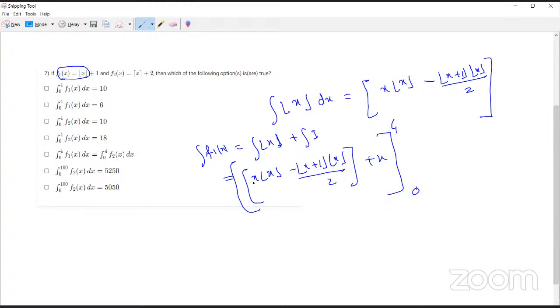Now put 4 here. 4 into what is floor of 4? 4 into 4, 16, right? Minus floor 4 into floor 4 plus 1, that is 4 into 5, 20. So 20 upon 2 equals 10, right? So this one minus, sorry, plus x, that is 4, right? Integration of 1 is also there, so plus x. If you put 0, it will be 0 only, right? So what will I get? 16 minus 10 plus 4, it will be 10. Yeah, so this one is the correct one. Okay.